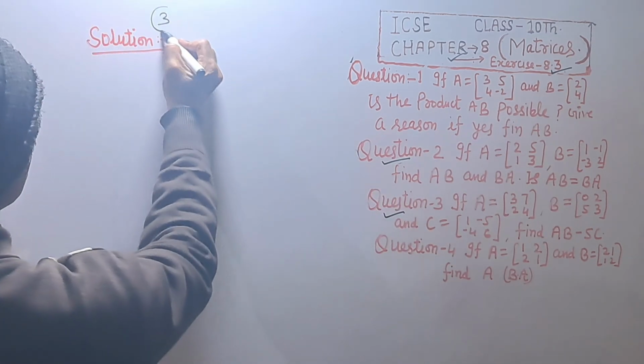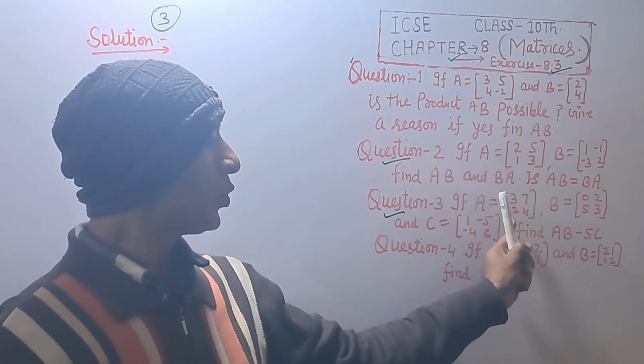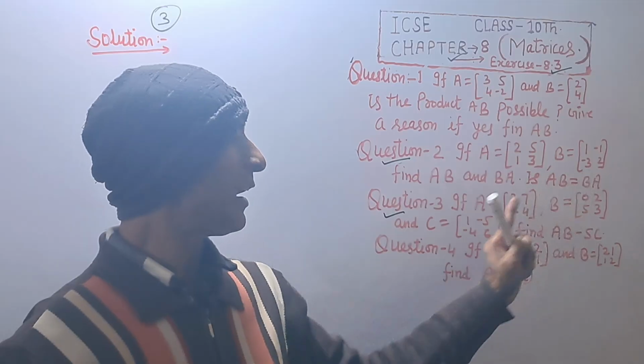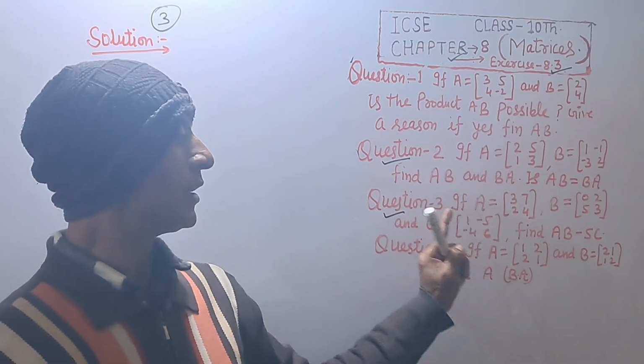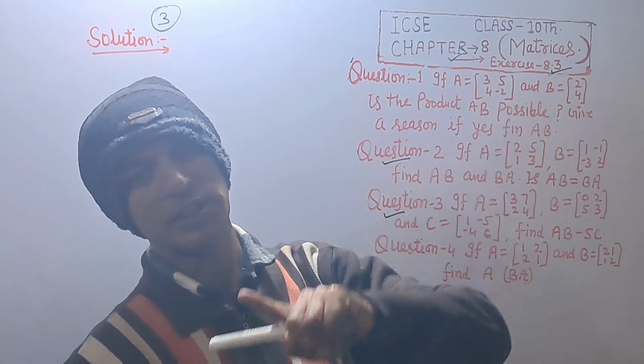Question number 3. If A is equal to 3, 7, 2, 4, B equal to 0, 2, 5 and 3, C equal to 1, minus 5, minus 4 and 6. Find AB minus 5C.